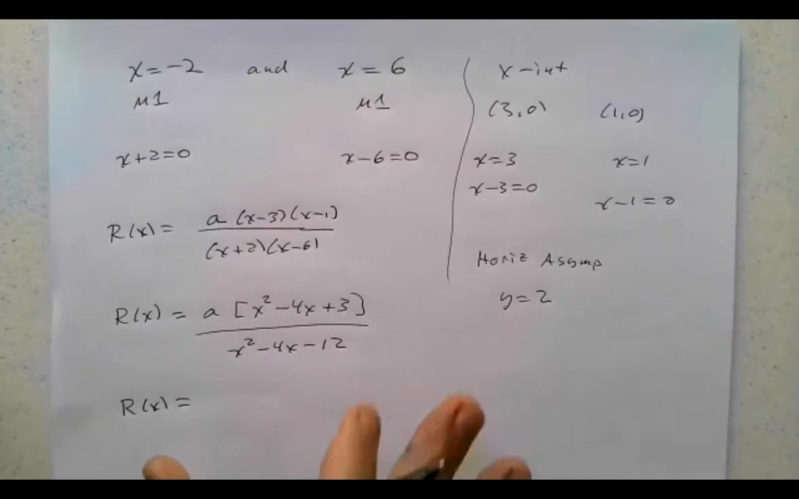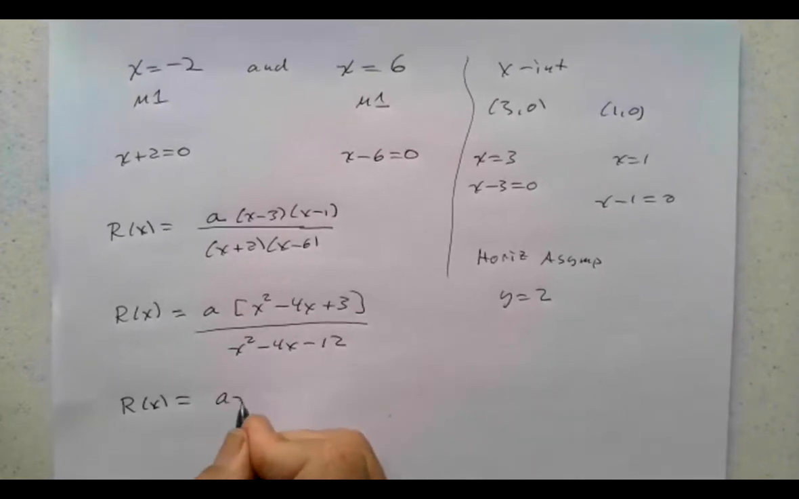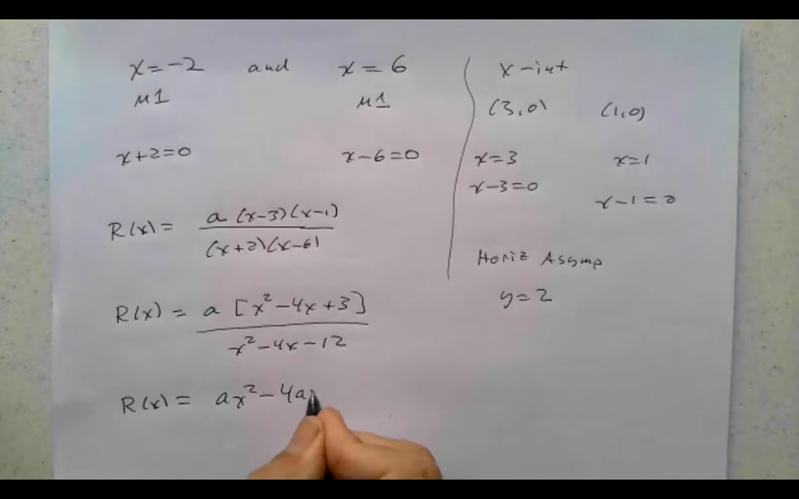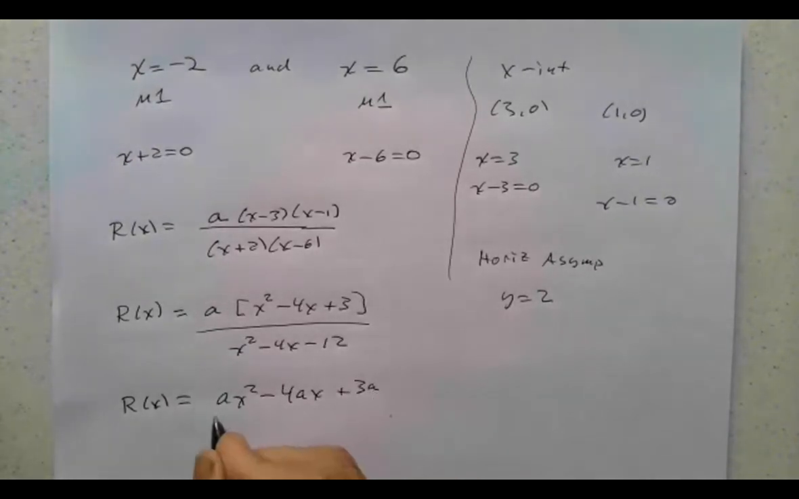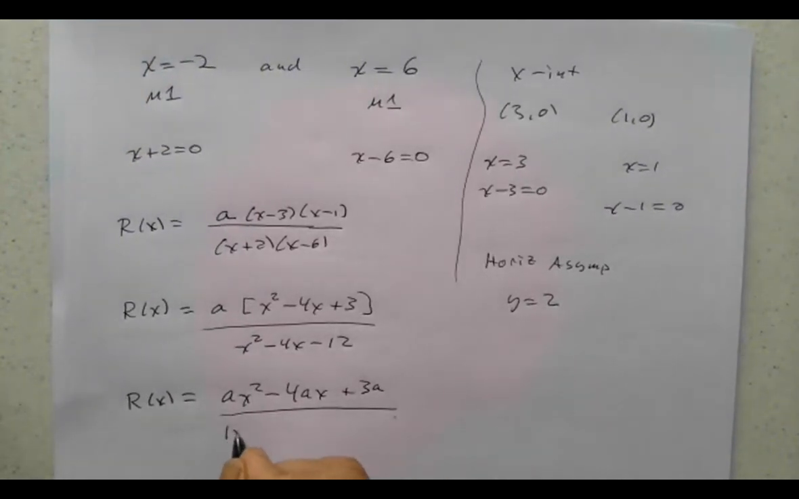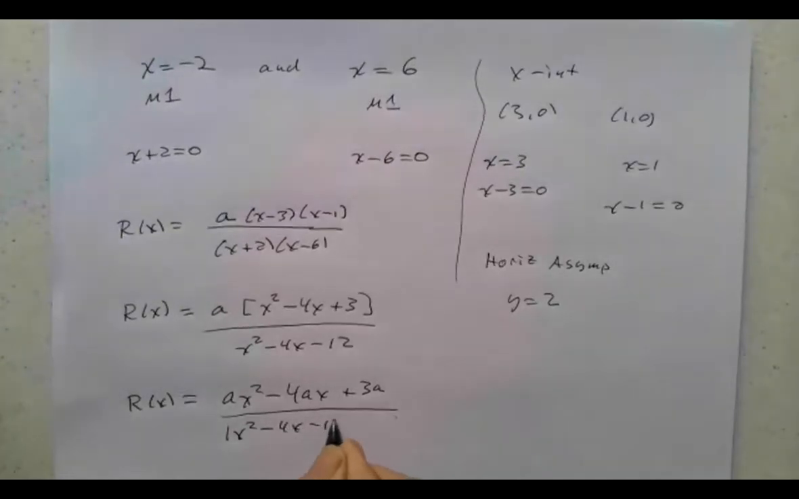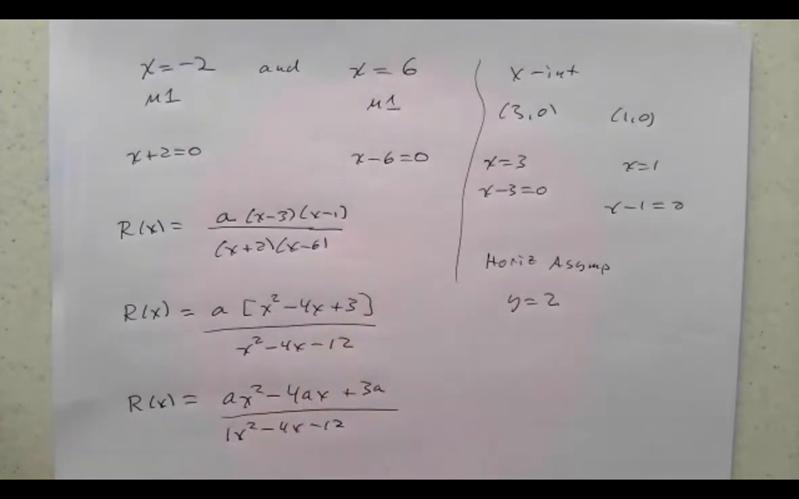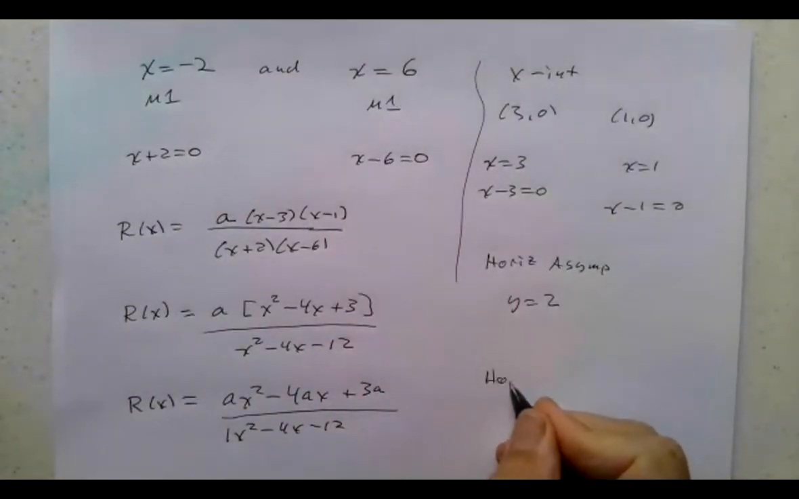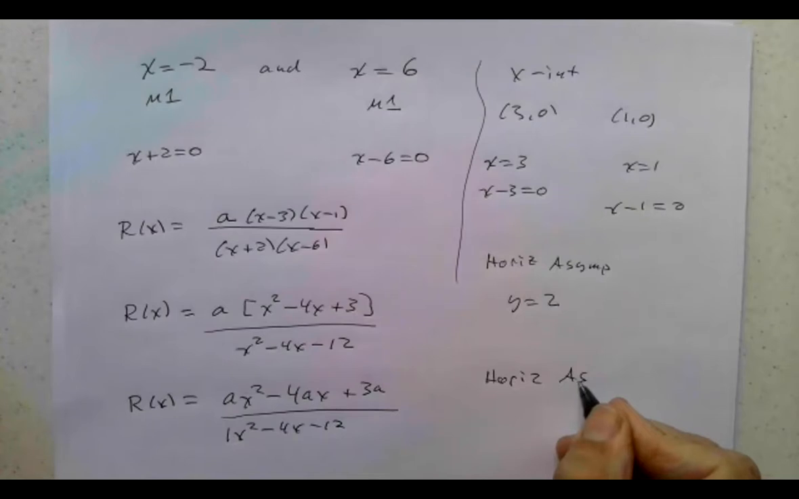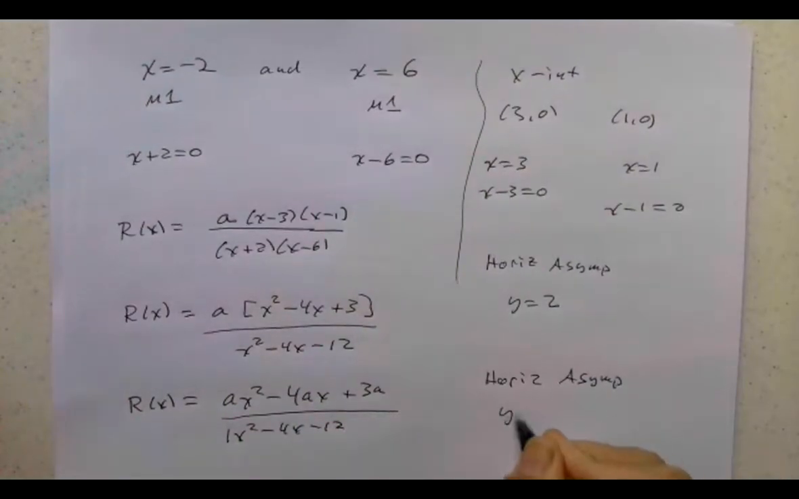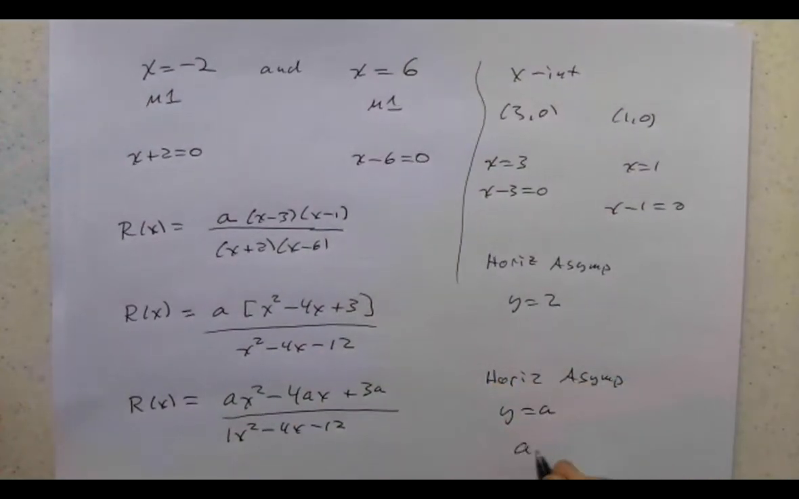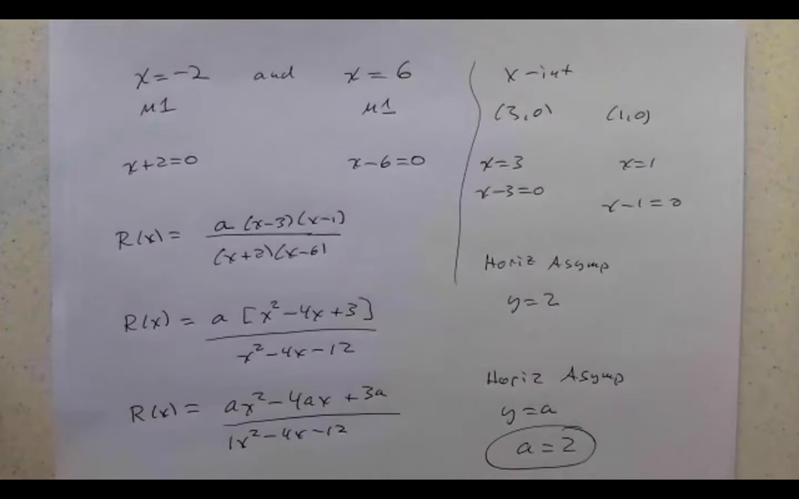So right now, this is what we have. We have ax squared minus 4ax plus 3a divided by 1x squared minus 4x minus 12. Ignoring the earlier terms, I get ax squared over 1x squared. I get the horizontal asymptote as y equals a. We know it's y equals 2, therefore a has to equal 2. So we'll plug 2 up there to get our final answer.